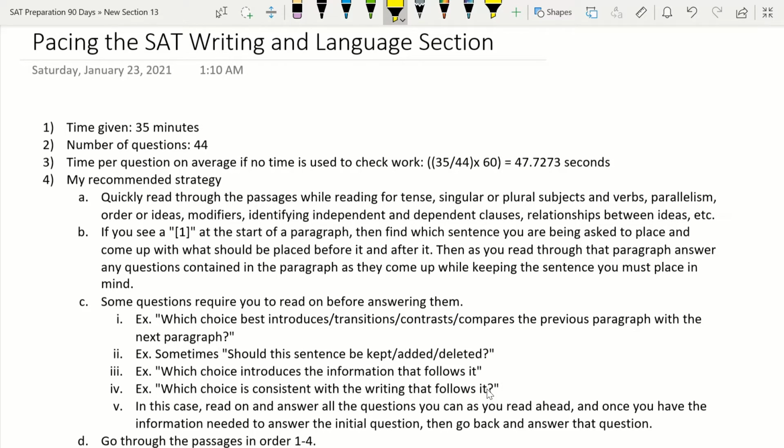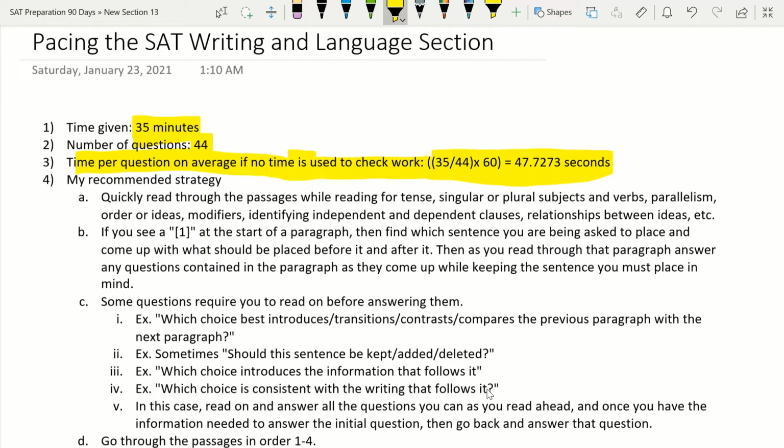So the SAT Writing and Language section, if you're going to know how to pace it, you want to know how much time you're going to have in total. Now you're going to have 35 minutes in total for that section. In that 35 minutes, you must answer 44 questions. If you do simple math, the time per question that you have on average, if you don't use any time at the end to check your work, would be 47 seconds per question, or about 48 seconds per question.